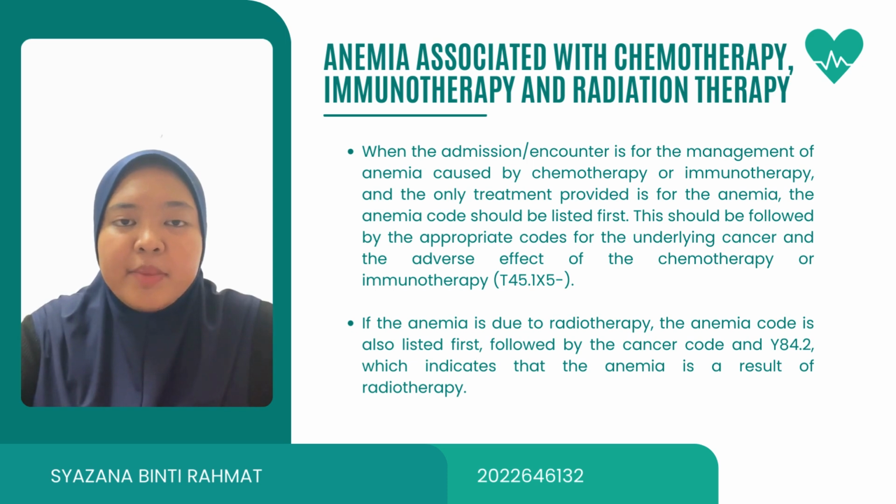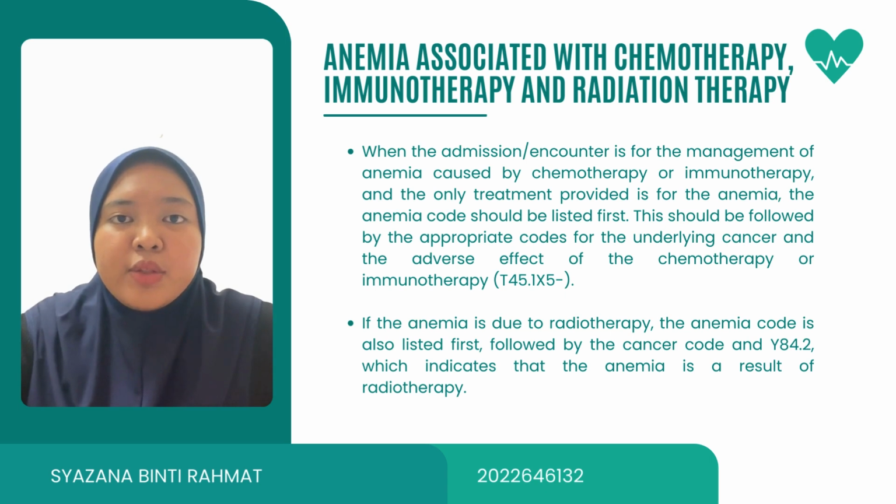When a patient is admitted for managing anemia caused by chemotherapy or immunotherapy and the only treatment given is for the anemia, the anemia code should be listed first, followed by the code for the cancer and the code for the adverse effect of the drug, which is T45.1x5. If the anemia is due to radiotherapy, the anemia code is also listed first, followed by the code for the cancer and Y84.2, which indicates the anemia is a result of the radiotherapy.